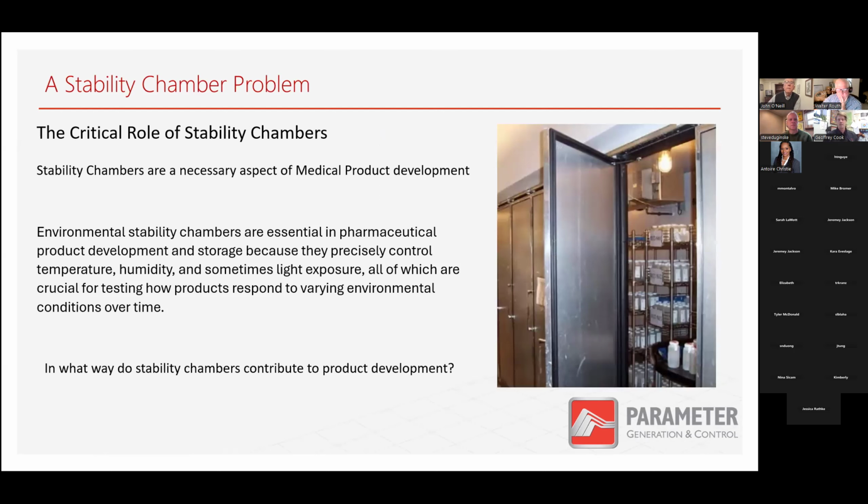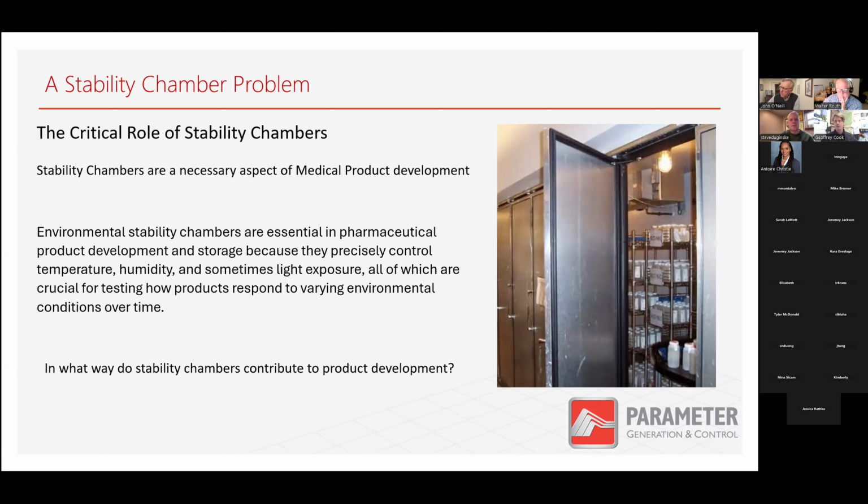So a review of the problem, just to get started, is how critical the role of stability chambers is in medical product development, all aspects of medical products, from pharmaceuticals to medical devices. Stability chambers are essential in product development and storage. We control temperature and humidity, and sometimes even light density and saturation, to very precise conditions. One of my seed questions here, to encourage you guys, is a question we get sometimes: in what way do the stability chambers contribute to the product development?